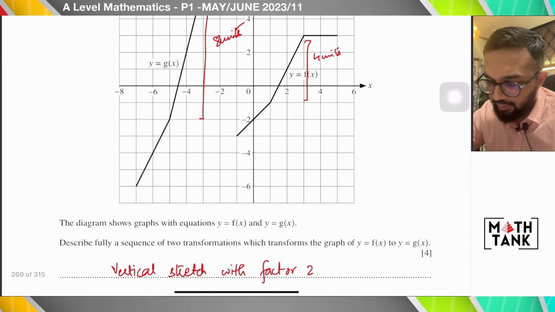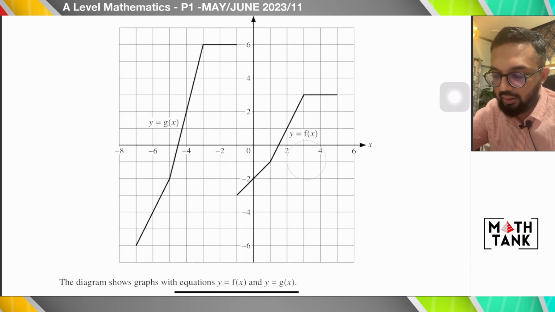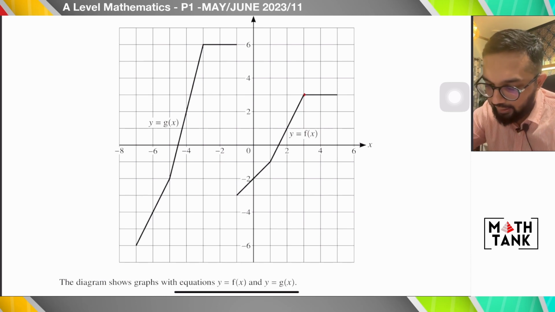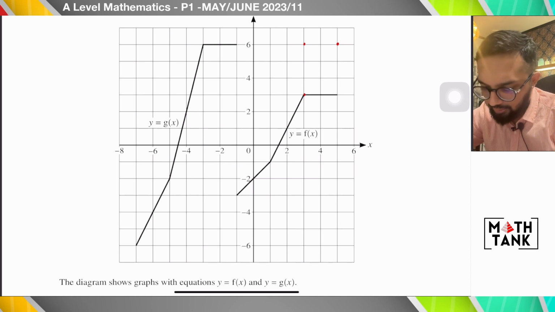Now, in order to figure out how much it has translated, I'll have to draw the stretch for you. So this point is at 3, it's going to go to 6. This point is at 3, it's also going to go to 6. I can right now see this translation emerging, but I'm going to go on and translate.